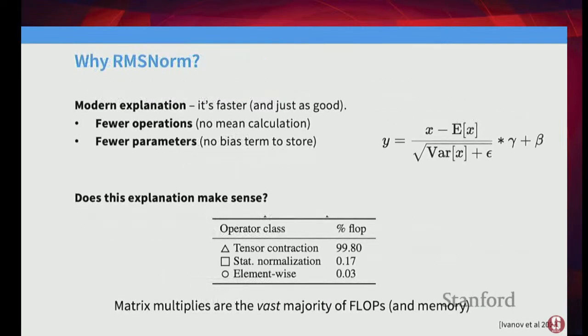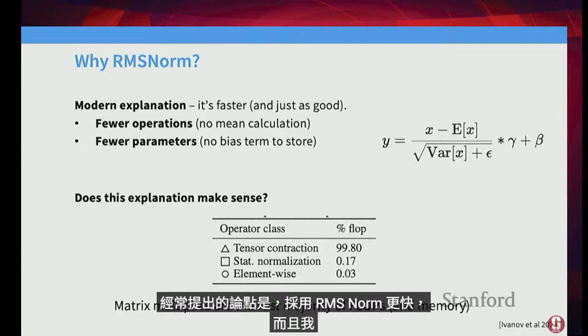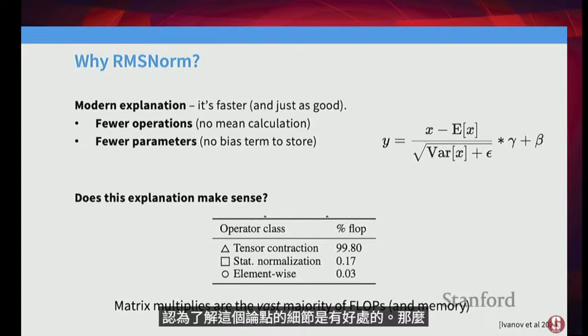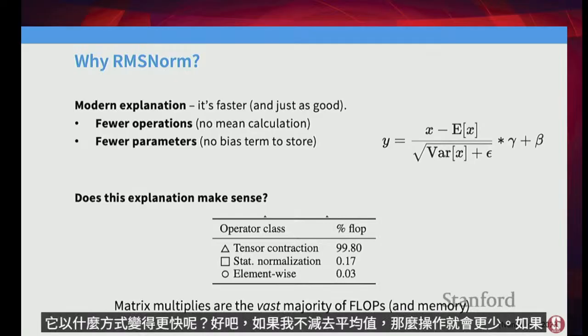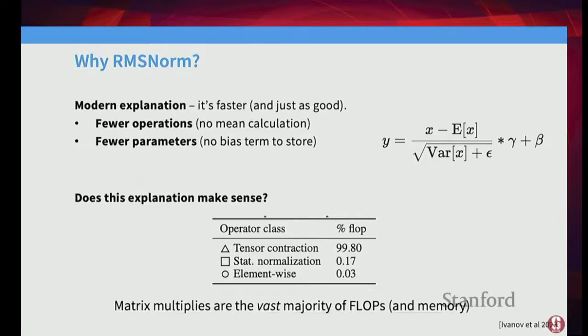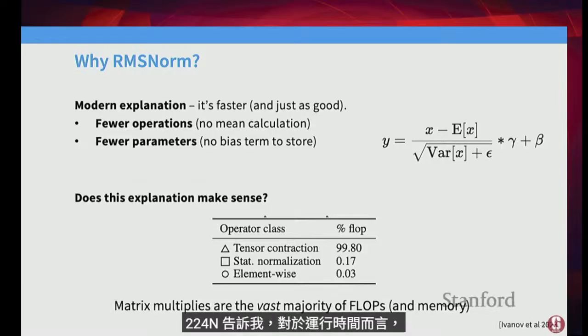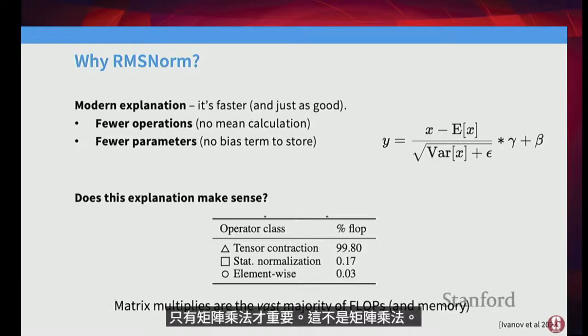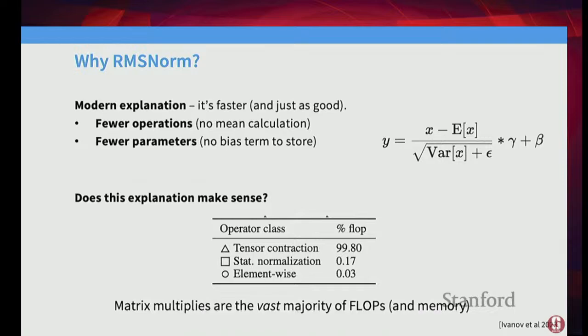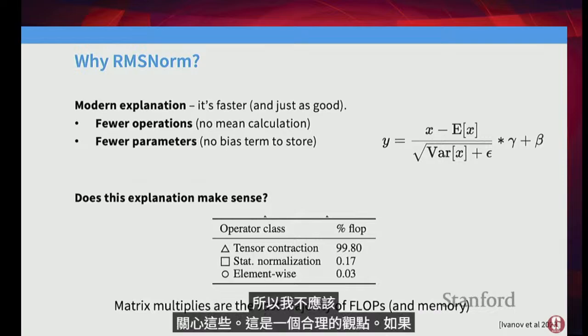But really, I think the argument that's often given in these papers, and it's good to appreciate the details of this argument, is that going to RMS norm is faster and just as good. So in what way is it faster? Well, if I don't subtract the mean, it's fewer operations. If I don't have to add that bias term beta back, it's fewer parameters that I have to load from memory back into my compute units, right? So I don't have to retrieve this state.